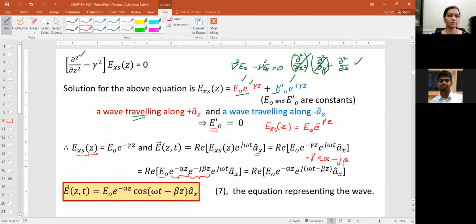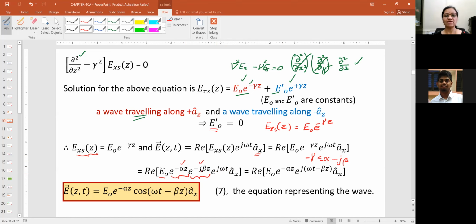Did you get this step? In this step, there was a minus gamma, e to the power of minus gamma z. Instead of minus gamma, you're going to put minus alpha minus j beta. And then you know that the exponential of a plus b is the exponential of a into the exponential of b, a product of two exponentials. So that's what has been done here. You're writing it as a product of two exponentials, and then of course e to the power of j omega t is going to be there.